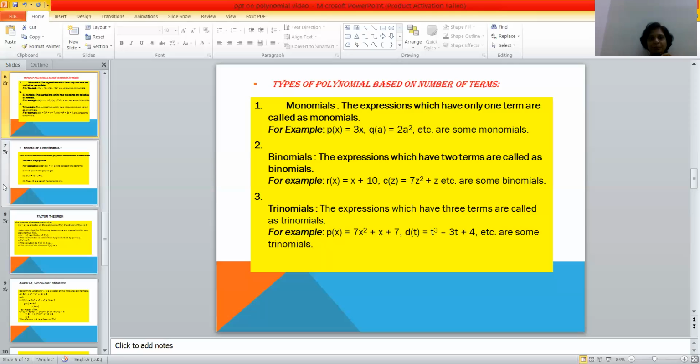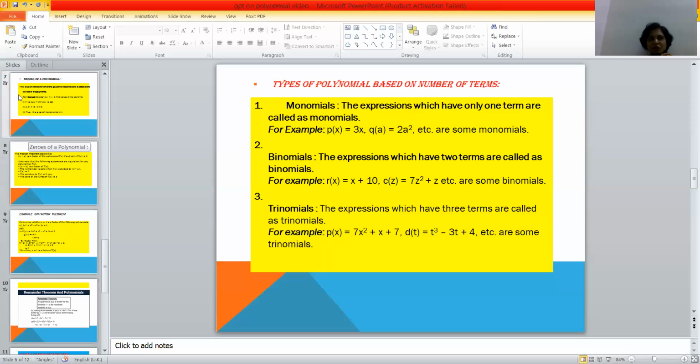Trinomial, the expressions which have three terms are called trinomials. For example, p of x is equal to 7x square plus x plus 7. There are three terms, 7x square, x and 7. So it is a trinomial. d of t is equal to t cube minus 3t plus 4. Here are also three terms, t cube, minus 3t and 4. So it is also a trinomial.